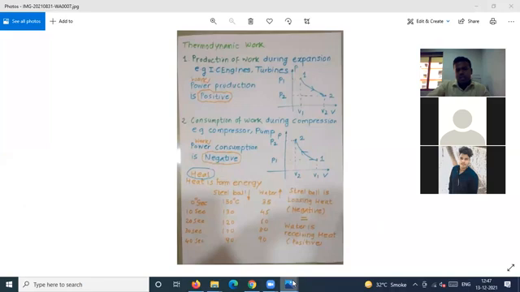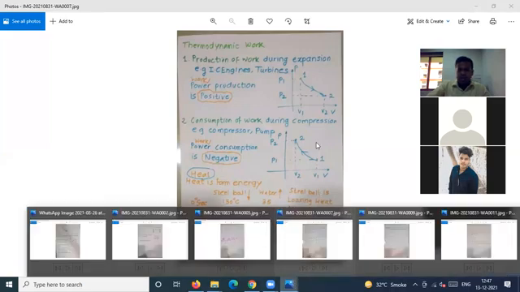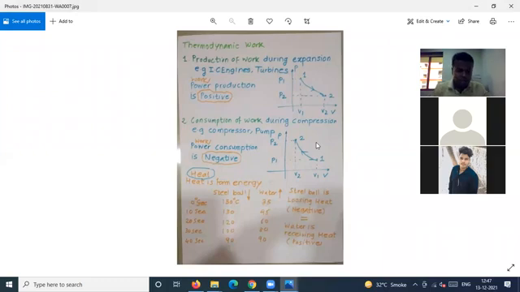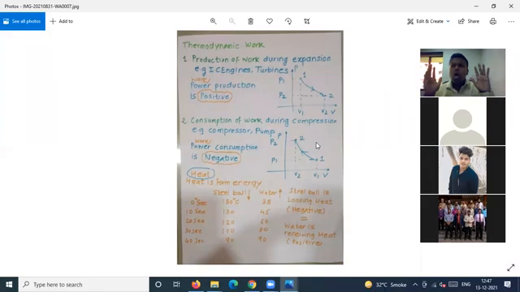What is called thermodynamic work? Try to understand what is called a thermodynamic work. I already briefed you on this. I will give you a simple example. Work will always be produced during expansion. Whenever there is an expansion, work will be produced. What is expansion? Let's say you have steam.